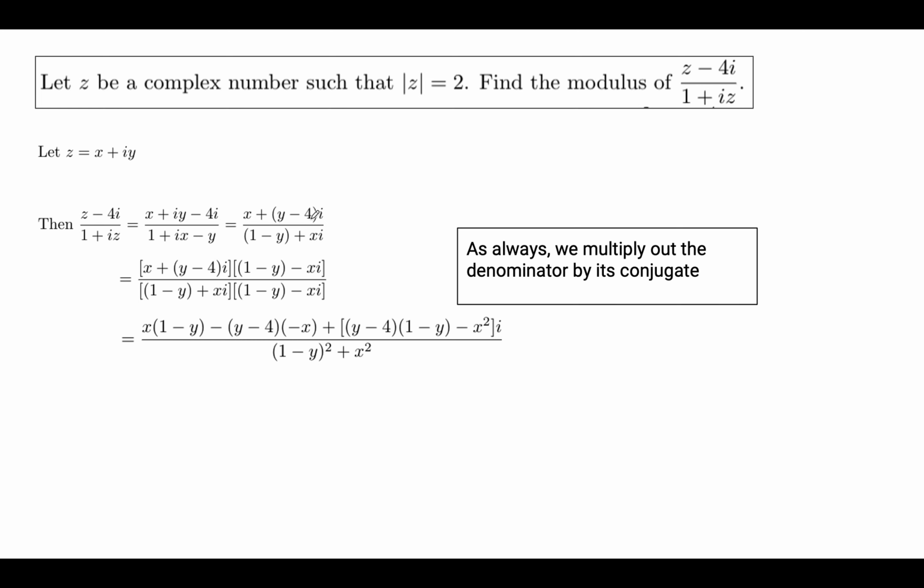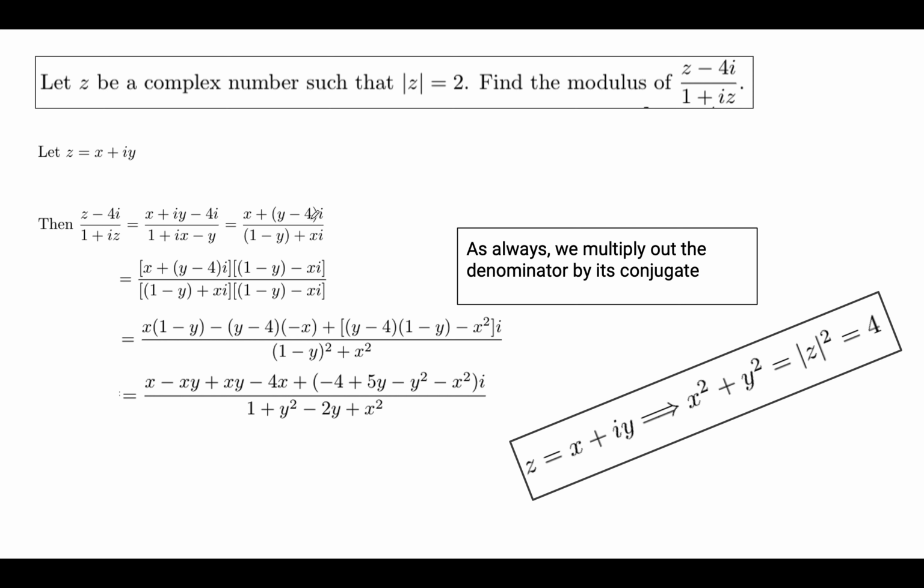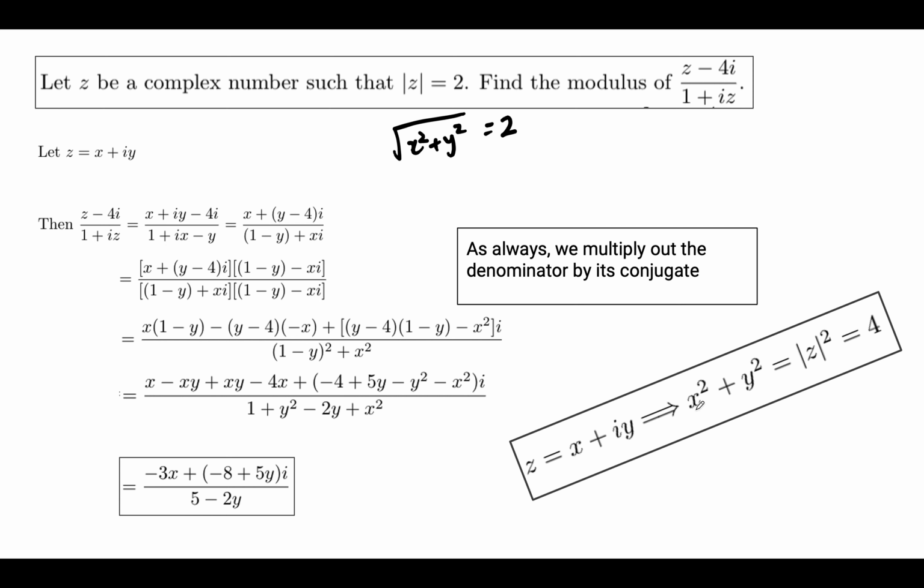And then we just have to do some algebraic expansion, and we will get this form over here: minus 3x plus minus 8 plus 5y times i, over 5 minus 2y. Another thing I want you to notice is that since we let z equals x plus iy, the formula for the modulus is simply the square root of x squared plus y squared, and this equals 2. So x squared plus y squared is actually equal to 4.